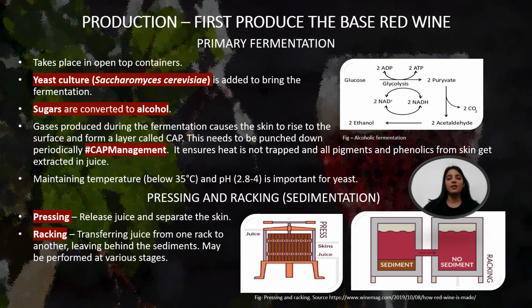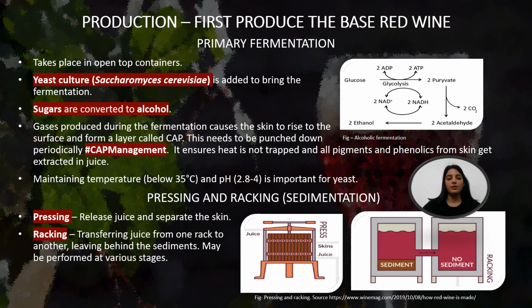The gases try to push themselves up towards the surface and this causes the skin to rise to the surface as well, and this forms a layer called the cap. It is essential to punch down this layer periodically with the help of a process called cap management. Cap management ensures that there is no heat entrapped inside and that all the pigments and the phenolics from the skin get extracted into the juice.